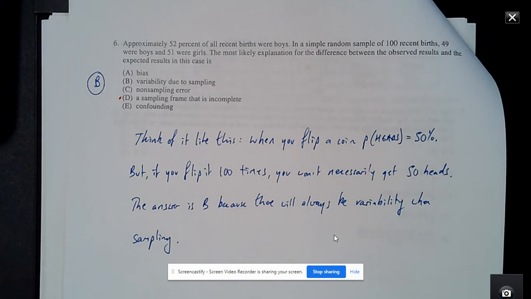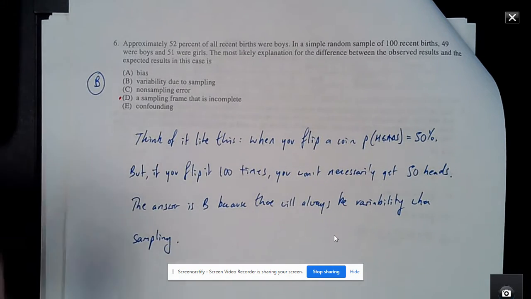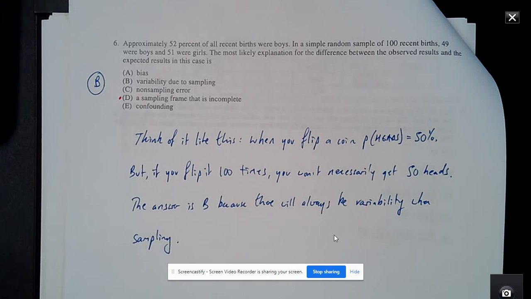Whenever you're doing sampling, there's always going to be some variability. Think of it like this: when you flip a coin, the probability that you get heads is 50%. But if you flip it 100 times, you're not necessarily going to get 50 heads. You could keep doing this experiment and you're always going to get a slightly different number of heads. So if I continued doing this experiment with the births of girls and boys, I would always get a subtly different answer, and that's down to the variability in sampling.